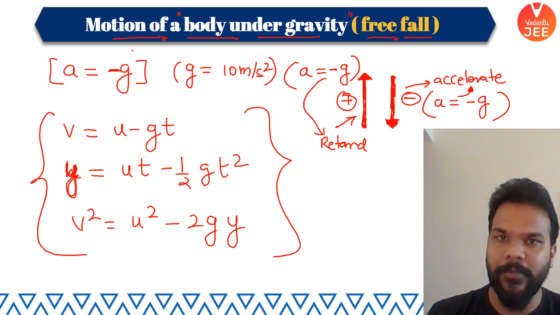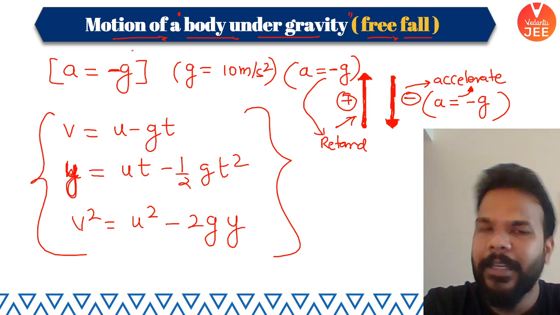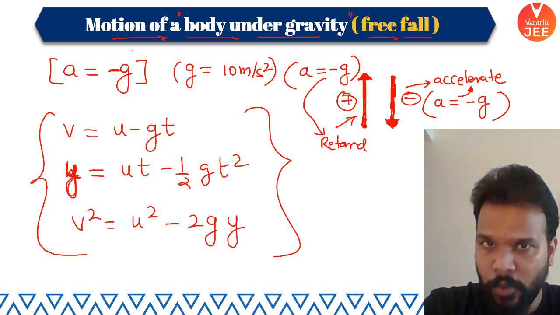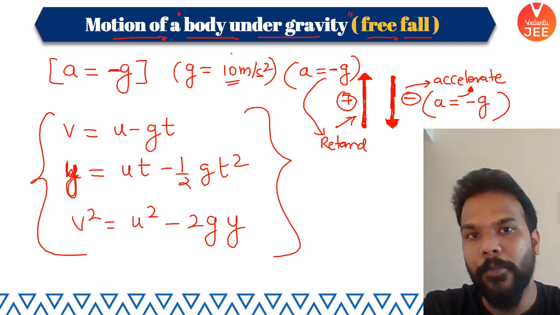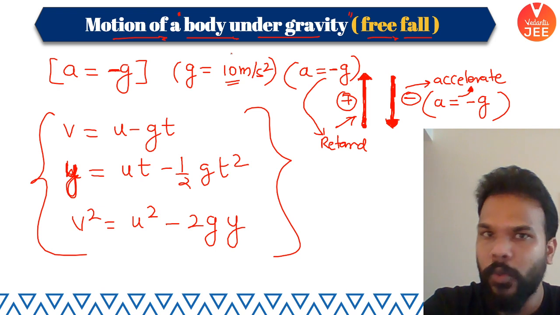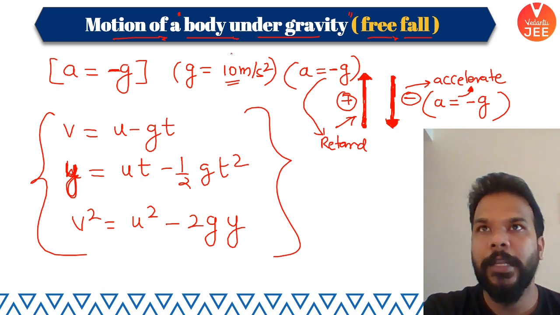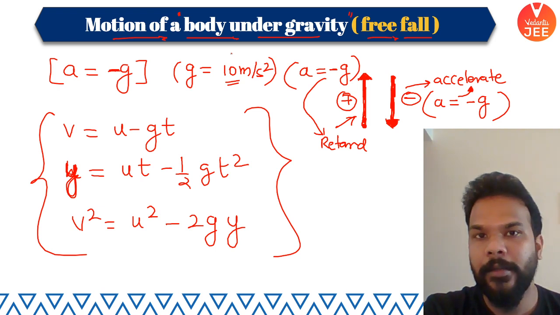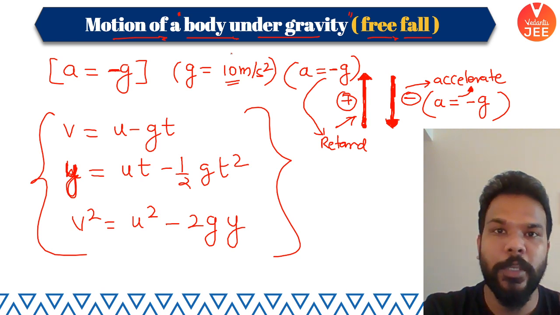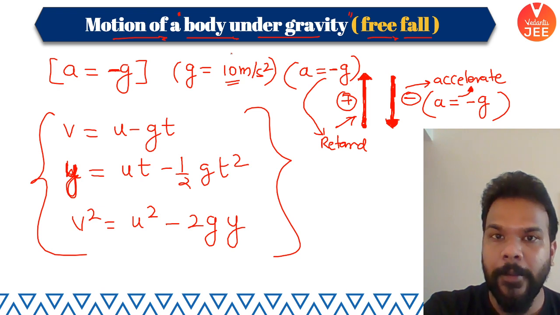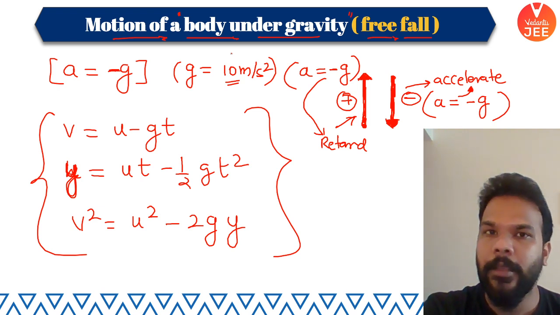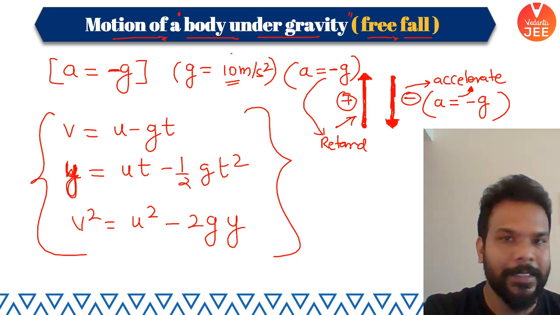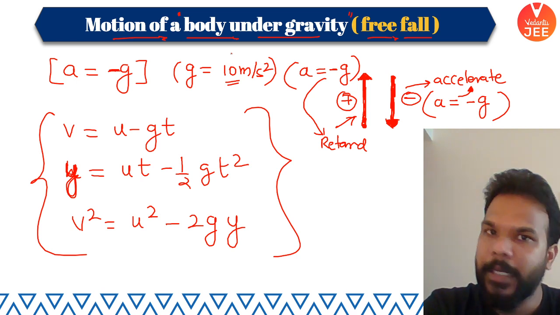The question will not give you the value of g. If it does, then it's good. If it doesn't, then you have to always assume the value either 10 or 9.8 meter per second square depending upon the values of u and displacement. If the velocity is given as 9.8 meter per second, 19.6 meter per second, it's a hint that the value of g has to be used as 9.8 meter per second square. But if the values of velocities are 10, 20, 30, 40, meaning integer values, then the acceleration has to be used as 10 meter per second square.